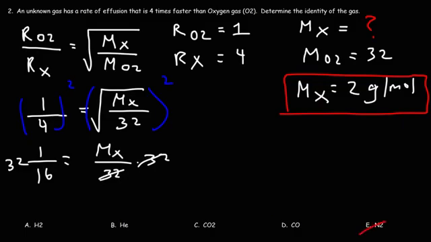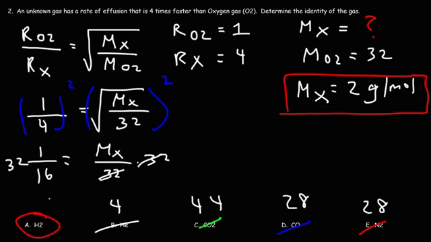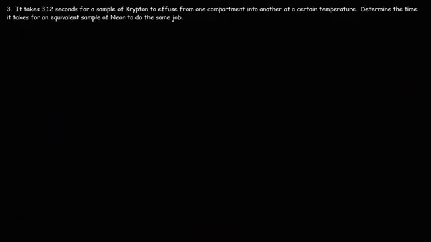It's not going to be N2. N2 has a molar mass of 28. It's not going to be carbon monoxide. That too has a molar mass of 28. It's 12 plus 16. It's not going to be carbon dioxide. That has a molar mass of 44. And it's not going to be helium, which has a molar mass of 4. The answer is H2. Hydrogen gas has a molar mass of approximately 2. So hydrogen gas is the unknown gas.